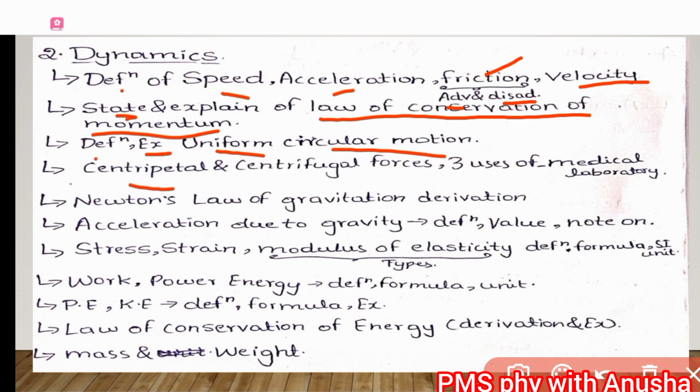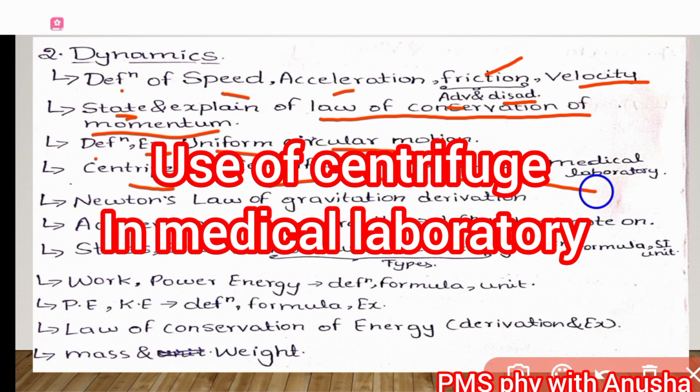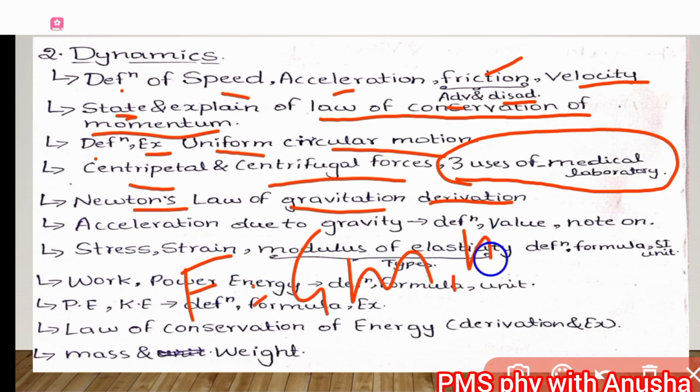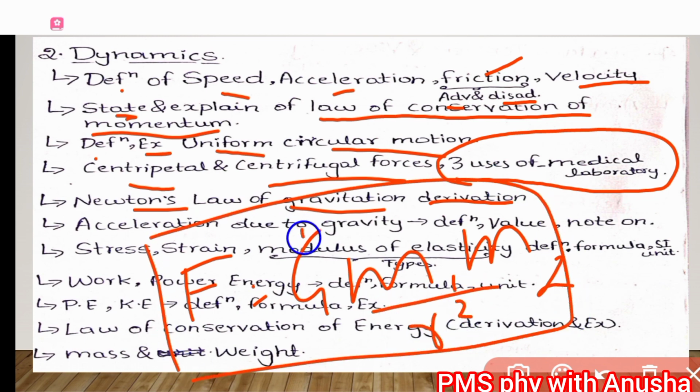Next, study centripetal and centrifugal force, their definition and example, and also focus on 3 uses of a centrifuge in a medical laboratory. Next, study Newton's law of gravitation, its statement, derivation and formula. F is equal to G m1 into m2 divided by r square. This formula is important. And also remember this G constant value.